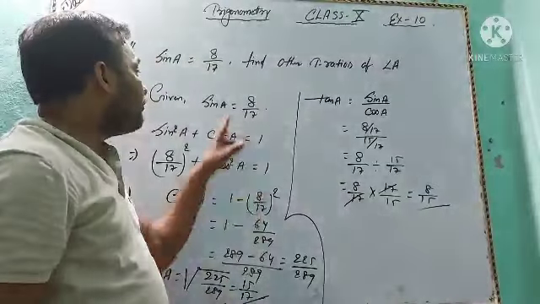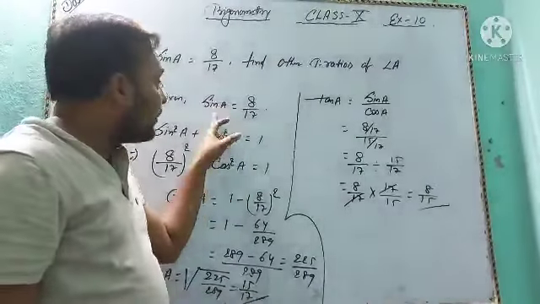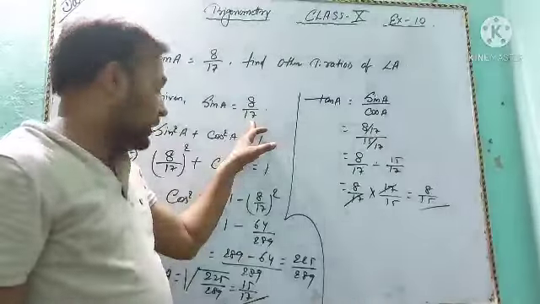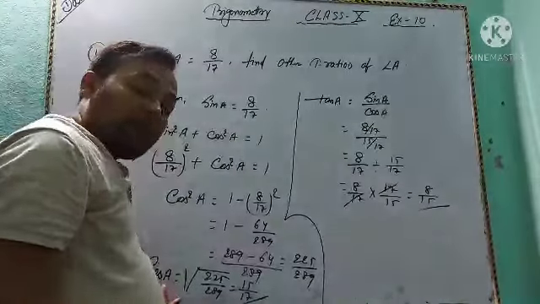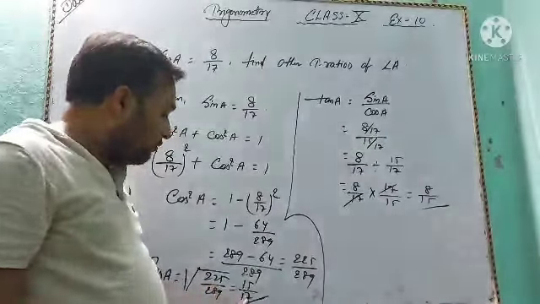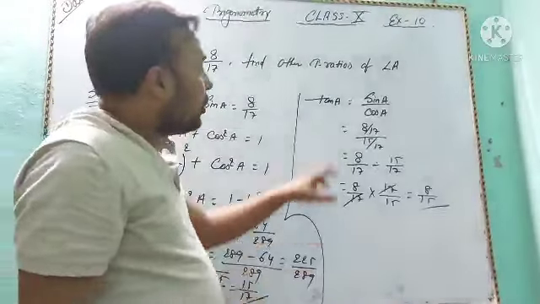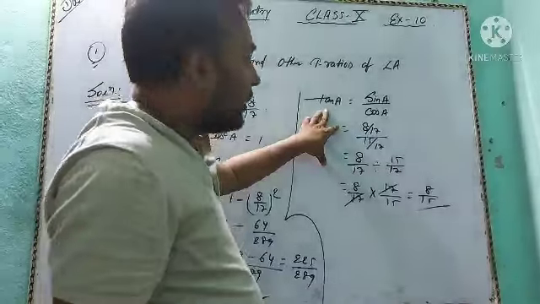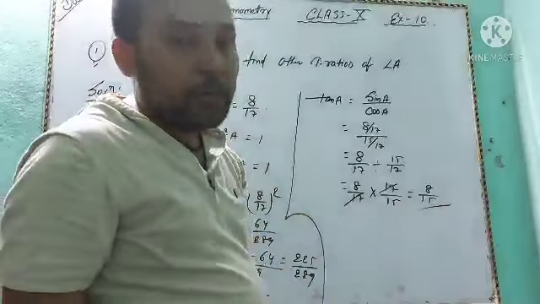And the reciprocal of sin A is cosec A, and cosec A is equal to 17 by 8. The reciprocal of cos A is sec A, and sec A is 17 by 15. And cot A is the reciprocal of tan A, so cot A is equal to 15 by 8.